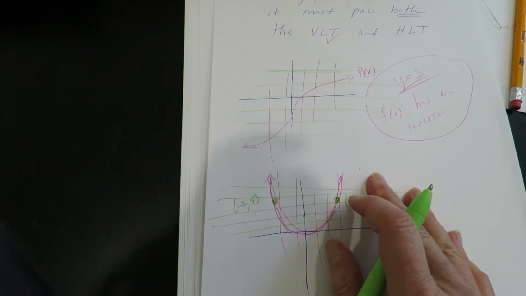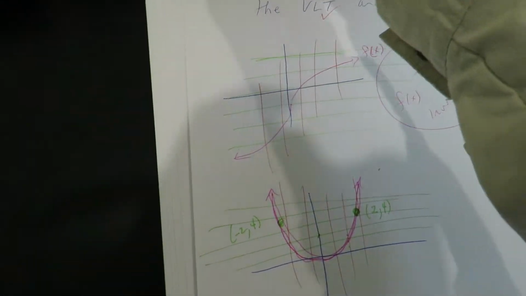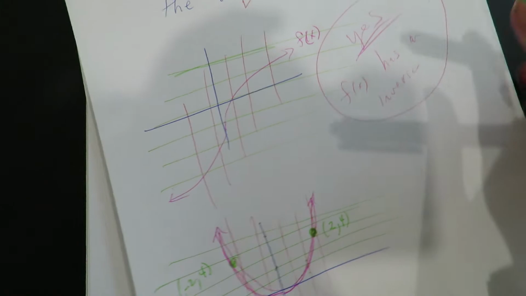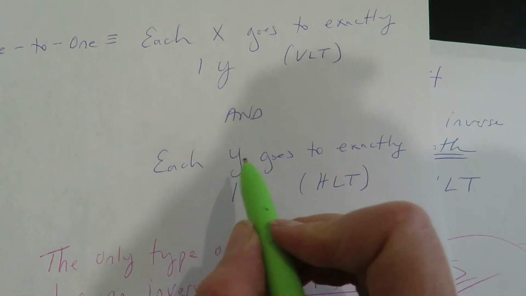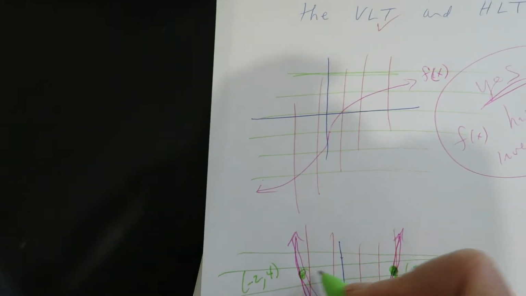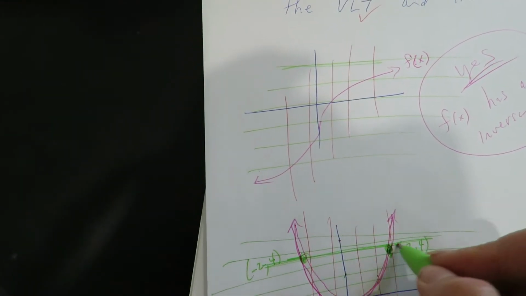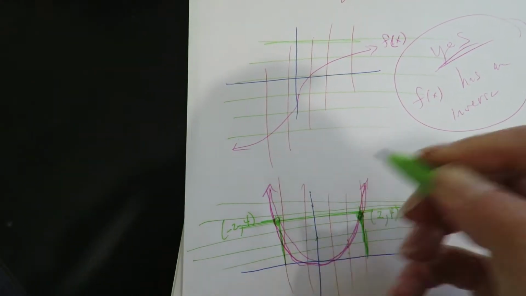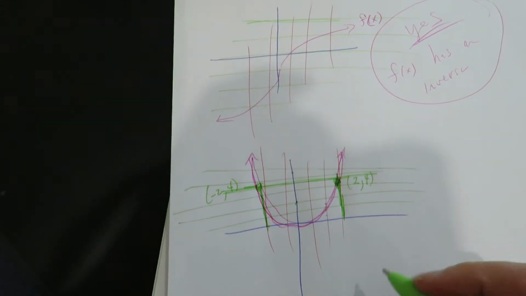So the problem is, and let me find my notes, they're right here. The point is that each y goes to exactly one x. So for this height right here, this height of 4, it has 2 different x values.